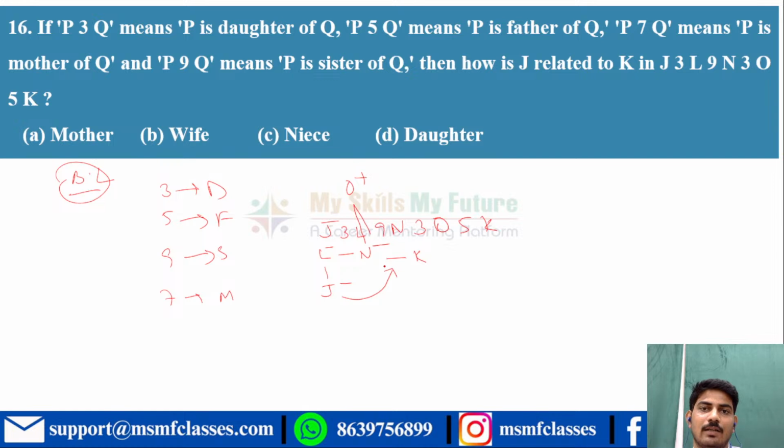J related to K means K may be either a male person or a female person. So how is J related to K? J will be either a sister's sister or a sister's brother's child, so we call it a niece. So the answer will be option C, which is the correct one.